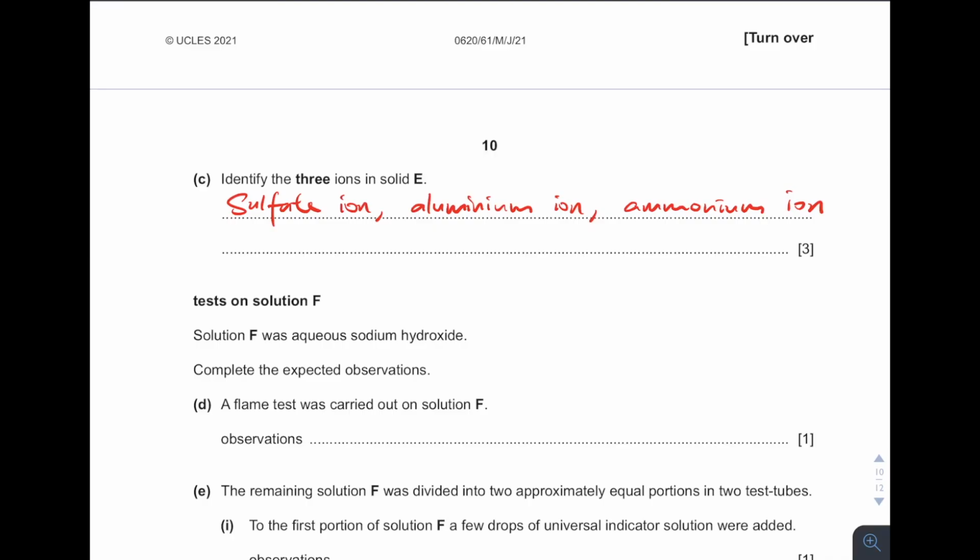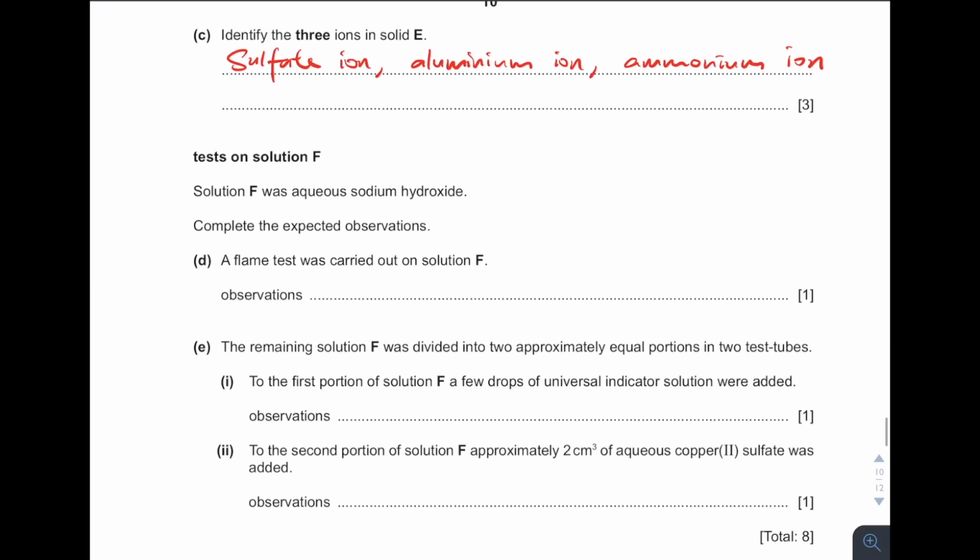Okay. So next one, given with sodium hydroxide, means that it contains sodium and hydroxide. So flame test is carried out and there is sodium, so a yellow flame is produced. The remaining solution F is divided. See the first portion, it is followed by a few drops of universal indicator. So what is the observation?